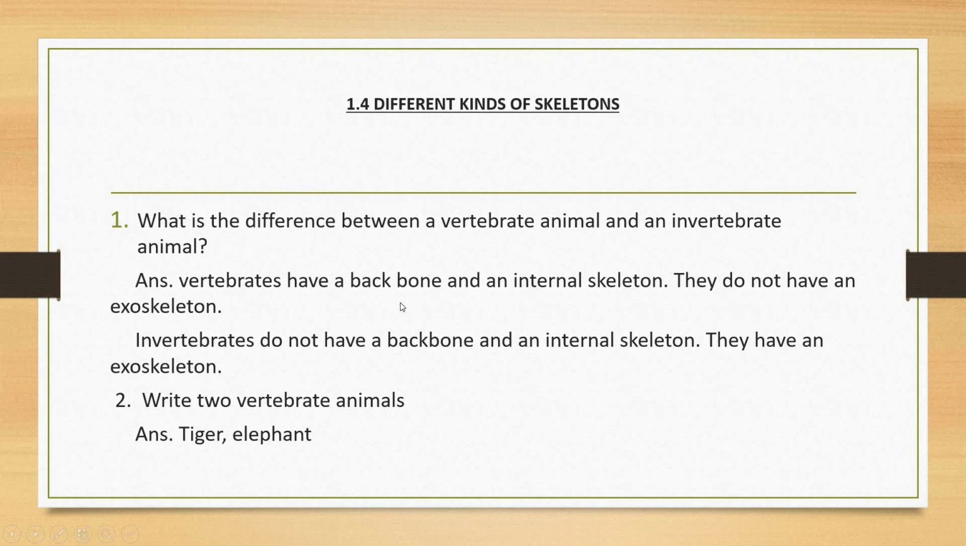Vertebrates have a backbone and an internal skeleton. They do not have an exoskeleton. Okay. Invertebrates do not have a backbone and an internal skeleton. They have an exoskeleton. Understood? Write 2 vertebrate animals: tiger, elephant.